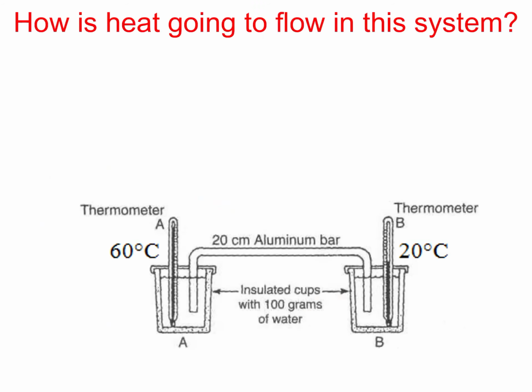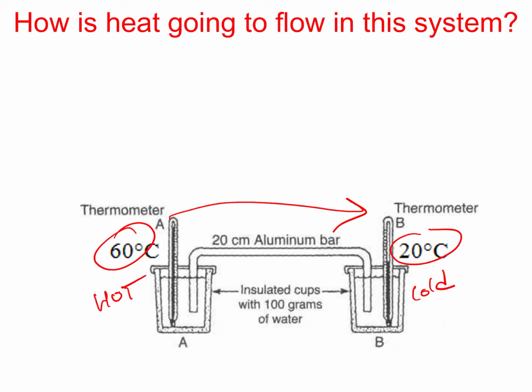All right, so how is heat going to flow in the system? Take a look at the two cups. Here's 60 degrees, here's 20. This is hot, this is cold, right? And we always say heat flows from hot to cold. Well, how is the heat from cup A going to get to cup B? It's going to go through the aluminum bar, which is a solid, so that means it is conduction.